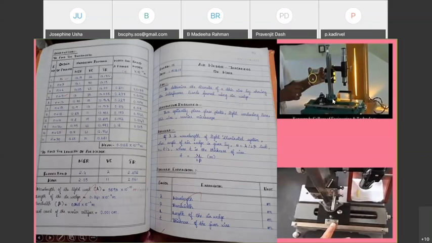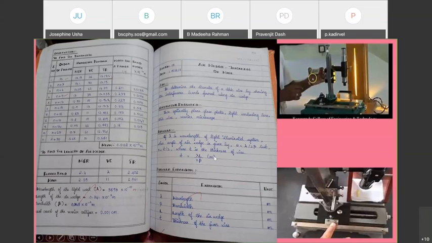Similarly, you move this traveling microscope to the opposite end, that is, to the thin wire position. The thin wire we have used here is human hair. Focus on that end, I mean make it coincide, and then take both MSR and BC readings, right? After taking this value, you will get the length of the wire. It is around 0.341 into 10 power minus 2 meter, I'm getting.